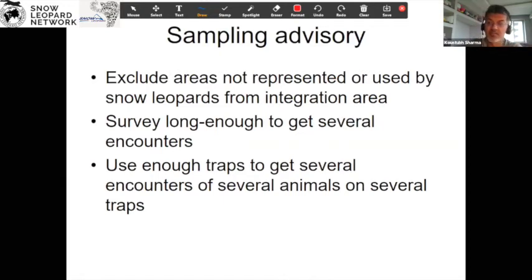from the integration area. What we do need is to survey long enough to get several encounters so that we can build these detection functions based on those repeat encounters. And lastly, one must try and find a way to use enough traps to get several encounters of several animals on several traps. That's like too many severals, but this really helps keep it in mind whenever you're designing a survey. If you keep these 3-4 points in mind, I think that really helps.